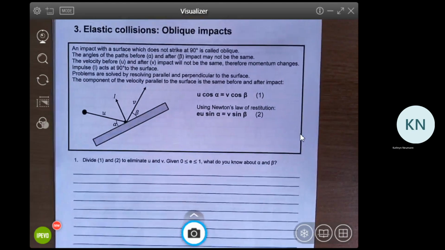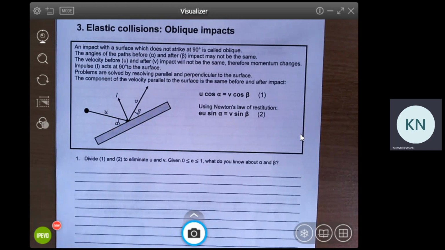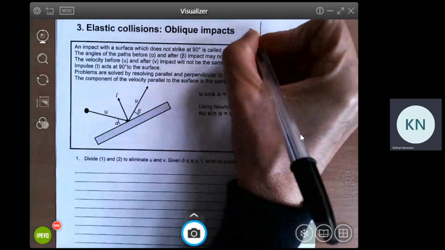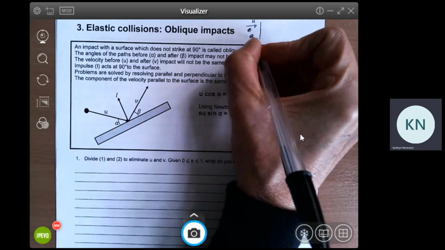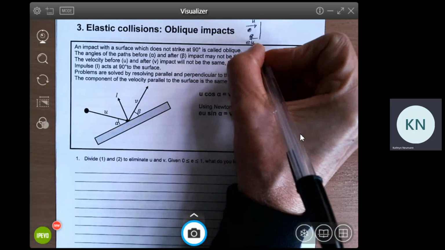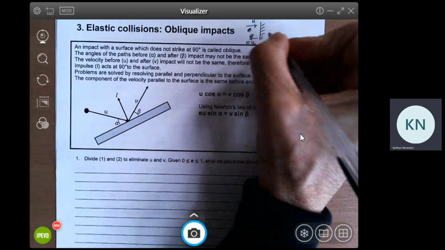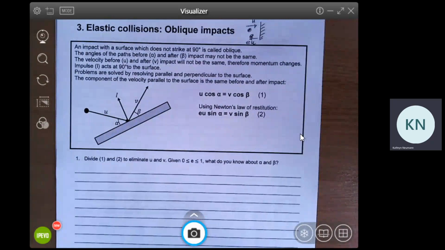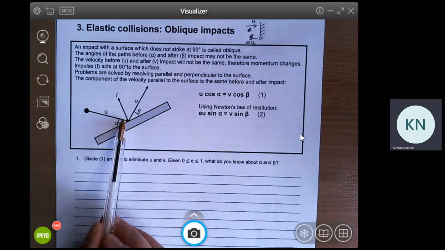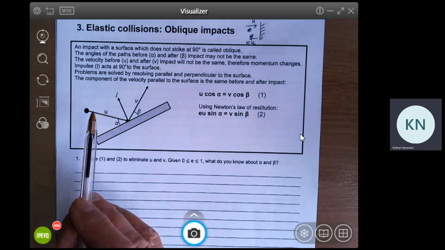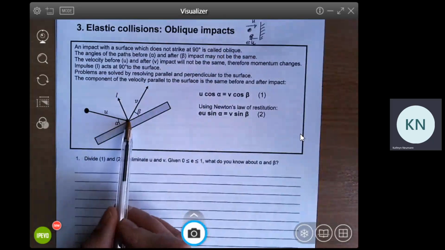So we've dealt with particles hitting a wall in the first year work, and you should know that when a particle hits a wall with a velocity of u, it rebounds with a velocity of eu, where e is the coefficient of restitution between the particle and the wall. What we're going to look at in year 2 work is when the ball hits the wall at an oblique impact, so it doesn't hit it head on. So that's called oblique when this happens here.